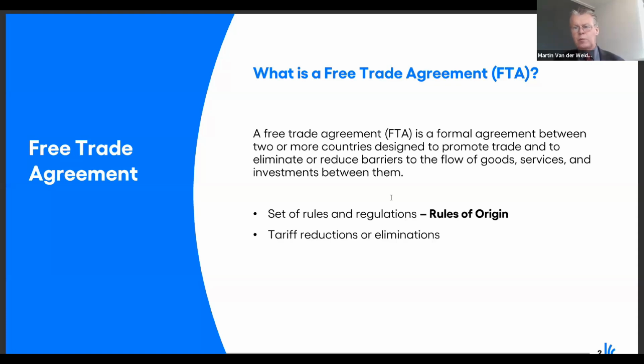And a free trade agreement, that is a formal agreement between two or more countries to promote trade and to eliminate barriers for the flow of goods and investments between them. I will explain what the benefits are for an exporter and an importer of a free trade agreement. But what's really important within a free trade agreement, and there are plenty of free trade agreements in the world, is that they are working with a set of rules and regulations. And these regulations are the rules of origin within a free trade agreement. That's why you are applying for a certificate of origin, to confirm that the origin is connected to that certain free trade agreement. And in the end, you pay less import duties if everything is going well and you applied for your certificate of origin and the certificate was accepted in the country of destination.